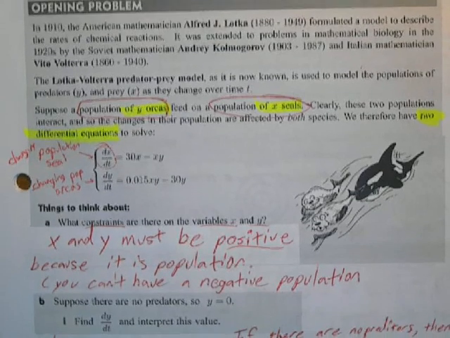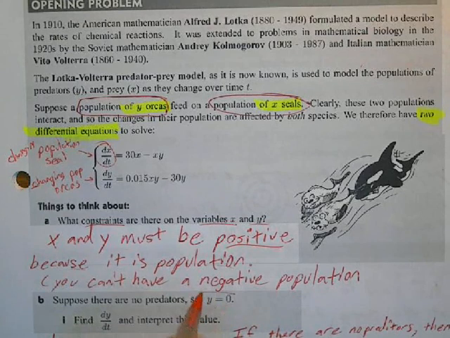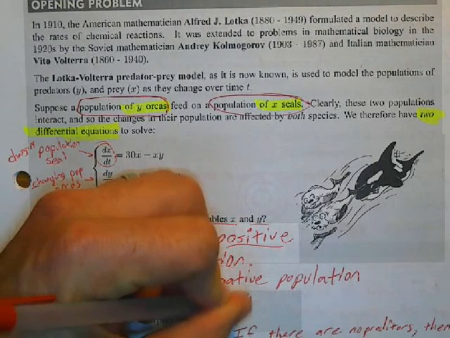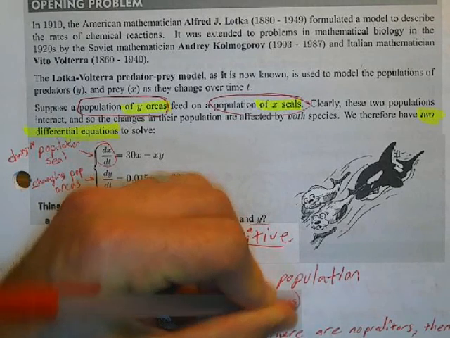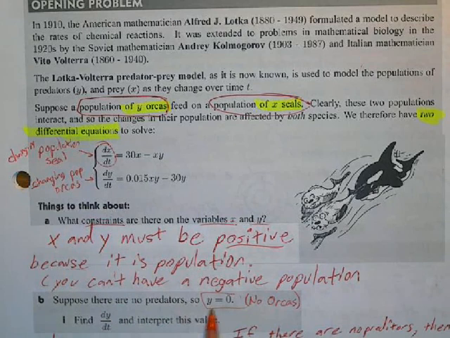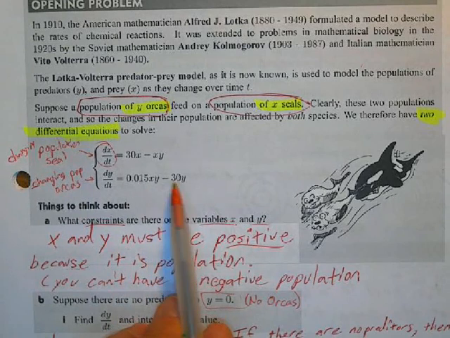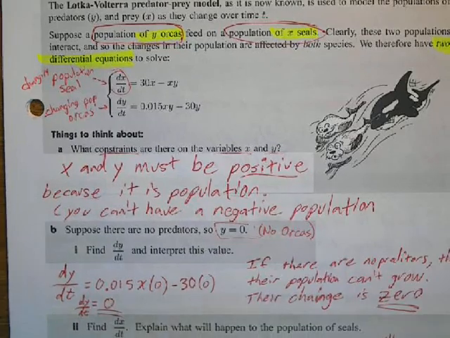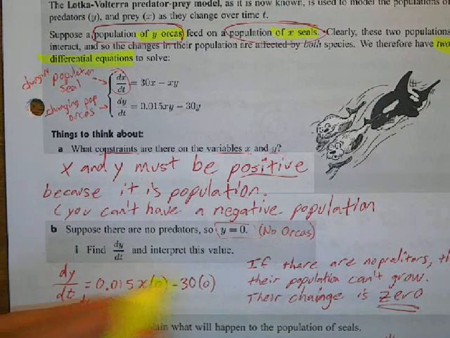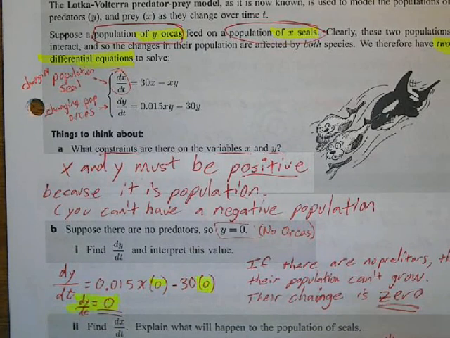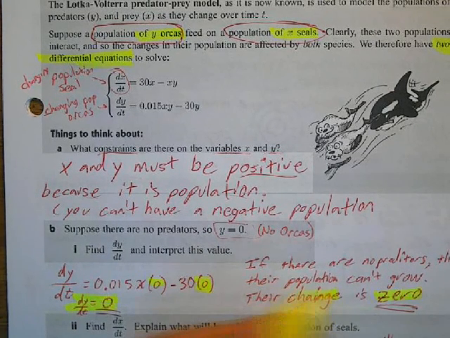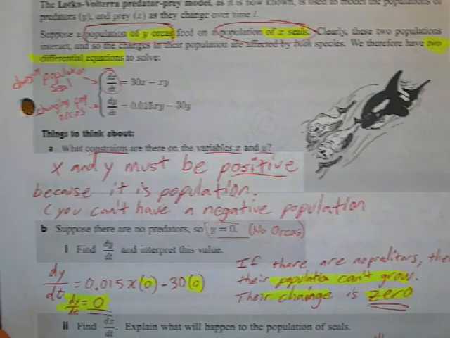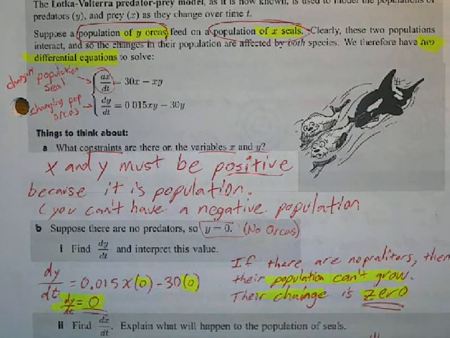Okay, question B. Suppose there are no predators. That means there are no orcas. So if there are no orcas, then that means the change of the population of orcas. So if y equals 0, then I can plug in 0 here and 0 here. And so using this equation here, if I plug in 0 there and 0 there, we end up with 0. That means there will be no change, because the population can't grow if there aren't any orcas in the first place, right? You can't have more orcas if you didn't have any to begin with, right?